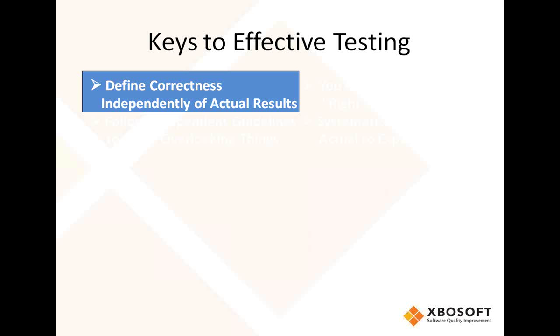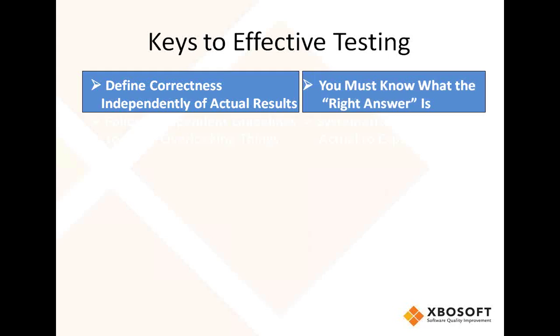And if you run your tests, get the actual results, and then try to define correctness, well, you're going to be guided by the actual results. So you need to define correctness independently and before getting those actual results. And, oh, by the way, you actually have to know what the right answer is. You've got to define the expected results correctly.